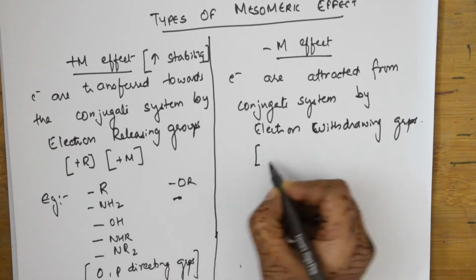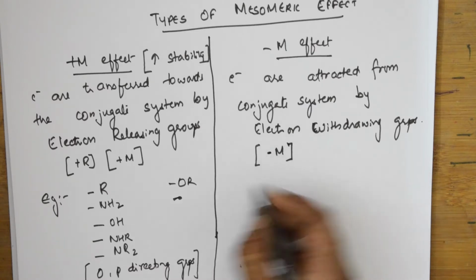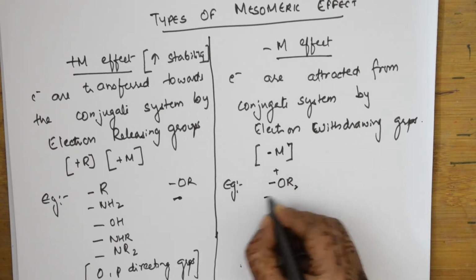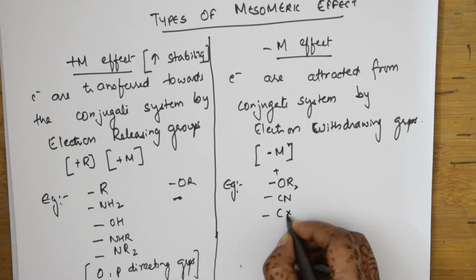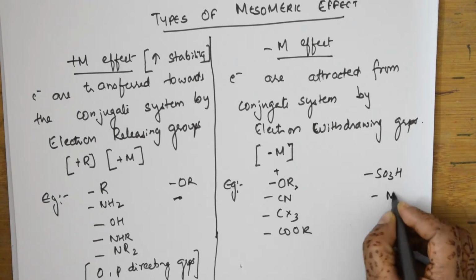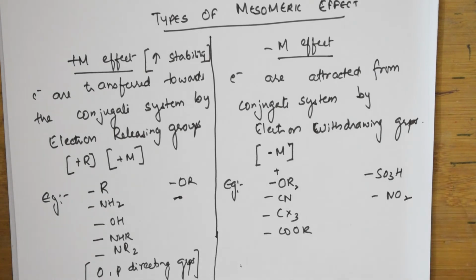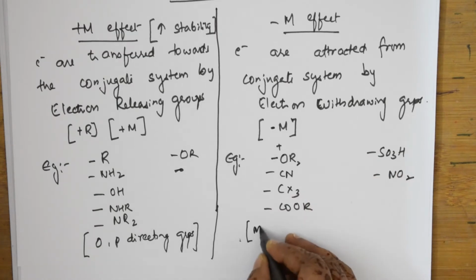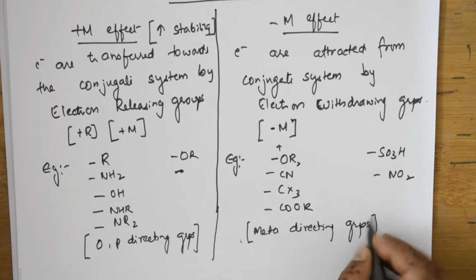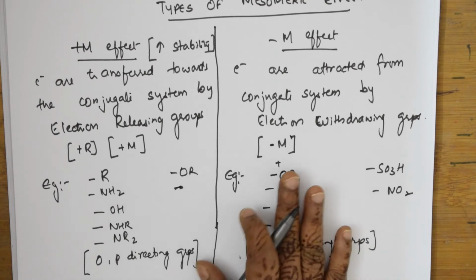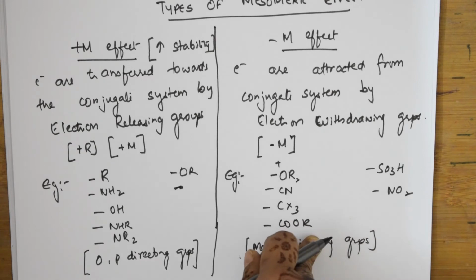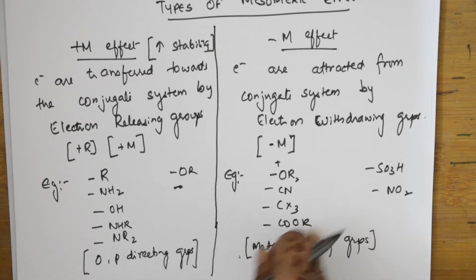What are the examples? So these are called minus M groups. What are the different examples? OR2 plus, cyano, CX3, COOR, SO3H, NO2. All these are electron withdrawing groups. All these groups are meta-directing groups. So when it is meta-directing, what will happen to the stability? Stability automatically reduces, isn't it? The stability decreases. When such groups are present, they reduce the stability. So that's why we call this minus M effect.